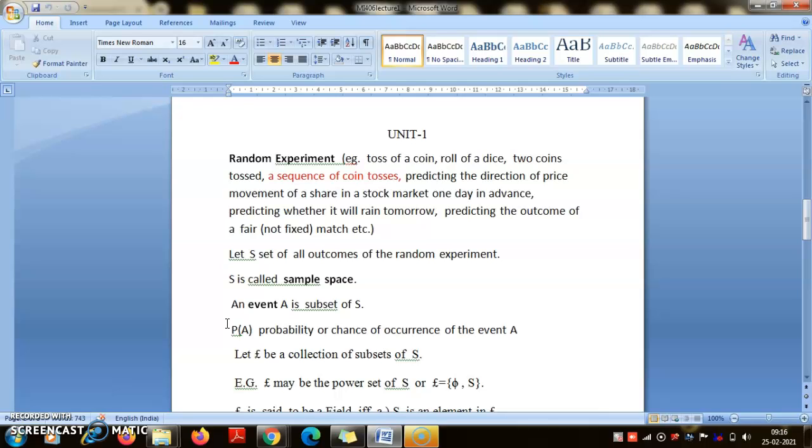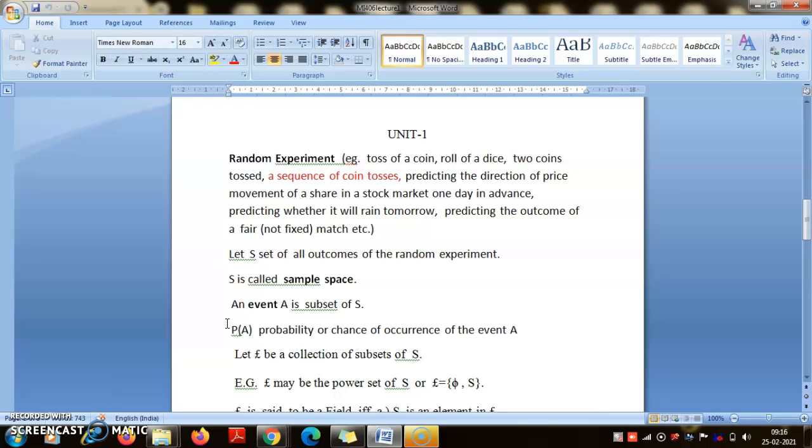Here what is common is that these experiments have more than one possible outcome. One toss can result in either head or tail. Roll of a dice, you can get one of the numbers 1 to 6 on the upturned face. Two coin toss, I leave it as an exercise for you. I am sure you will be able to work out how many outcomes there are. So these experiments have multiple possible outcomes. Now the number of possible outcomes may not even be finite.